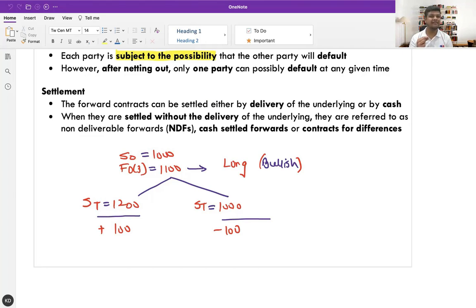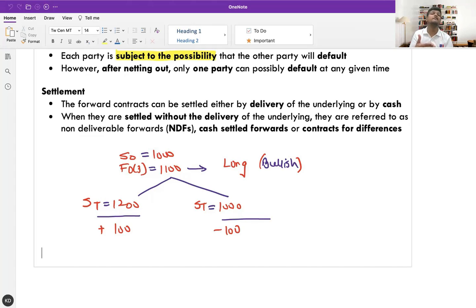So you don't pay me 1100. I don't give you the asset. Instead of that, we just see what the current price in the market is on maturity, that is ST, and decide who gets how much. So if the price is 1200, the short will pay to the long. How much? 100. And the contract is done. No exchange of asset. If it goes to 1000, you pay me 100 and the contract is done. Clear? No transfer of assets.